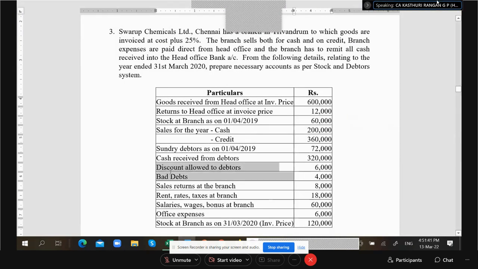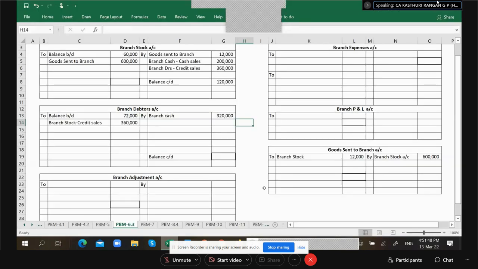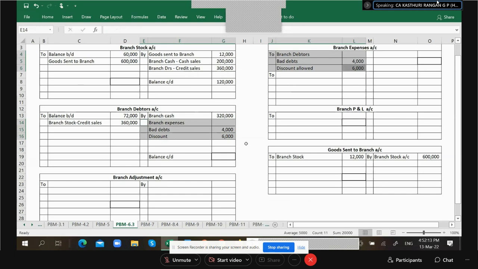Next, discount allowed to debtor and bad debts. Both these are branch expenses related to debtors. So you have to debit the branch expense, credit branch debtor. Bad debts 4,000, discount 6,000. So what is the entry for this? For bad debt and discount allowed, debit branch expense, credit branch debtor. Branch expense account debit to branch debtor's account.